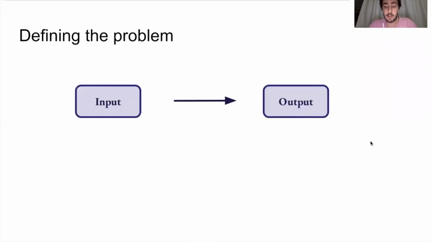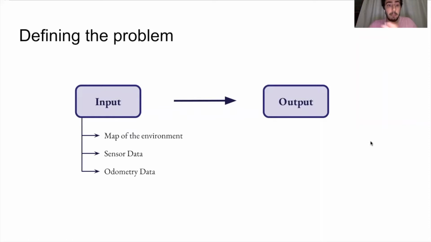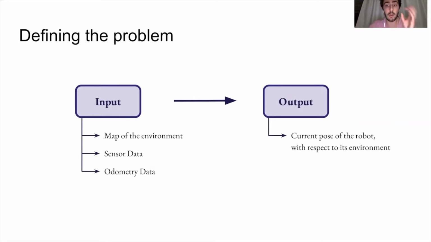Hi, we are Team 2 of RSS, and for Lab 5, we were asked to implement a localization algorithm. Our problem has three inputs: a map of the environment, the sensor data, and odometry data. Using these three inputs, we are asked to compute an output, which is the current pose of the robot with respect to its environment.